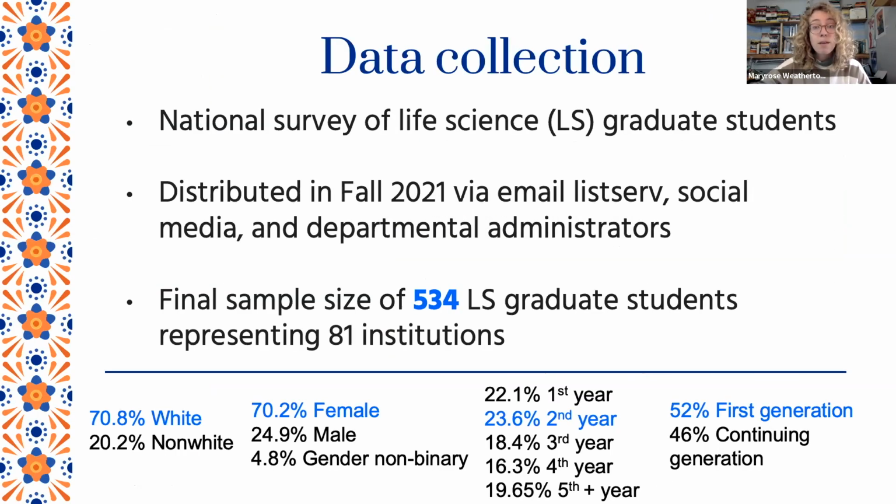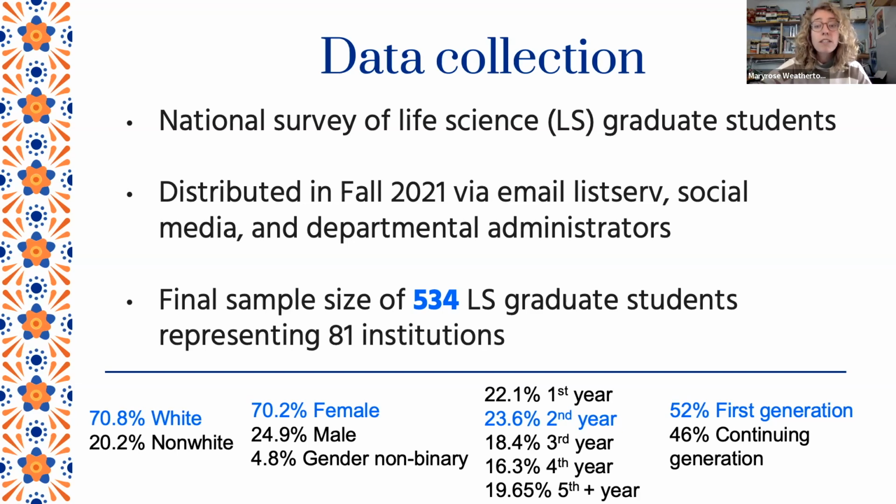So the data that we're going to talk about today were collected using a national survey of life science graduate students that was distributed electronically during the fall of 2021. Our final sample size included 534 life science graduate students who represented more than 80 institutions nationwide. And at the bottom of this slide, you can see the characteristic demographic breakdown of our participants.